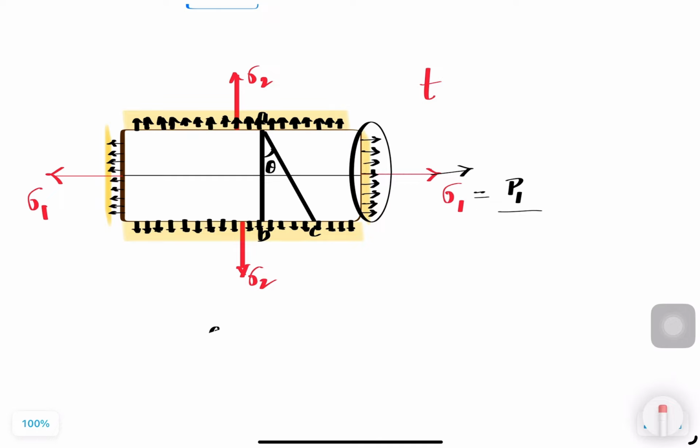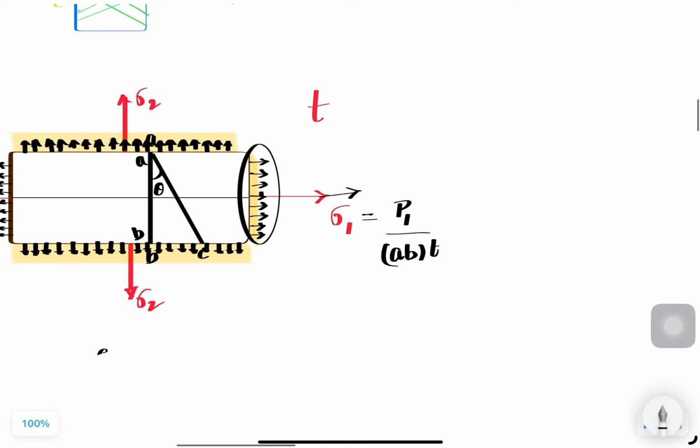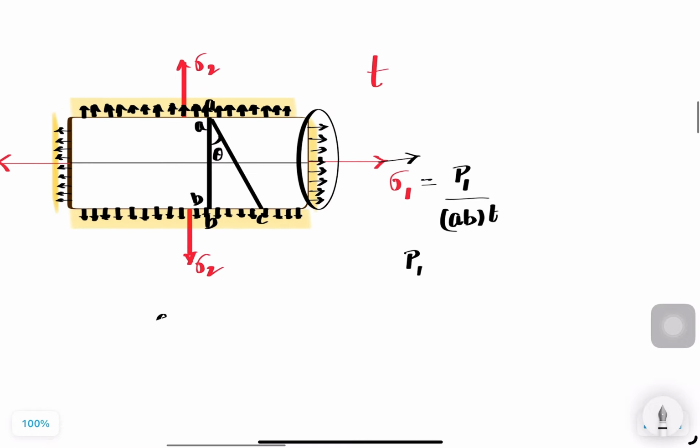And we know what the cross-sectional area is. It is the height, AB. So this point is A, and this point is B. So it is AB into thickness. This enables us to compute an expression for P1, which we will be using. So P1 is equal to sigma 1 into AB into thickness. So we will be using this expression. First I defined what sigma 1 is.